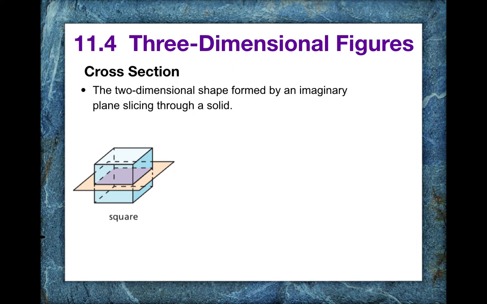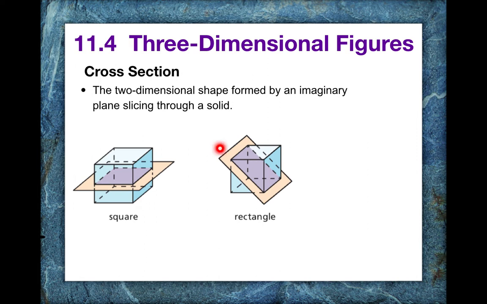Cross-section is one way that we can look at a figure, and it's a way of creating a two-dimensional version of the figure by slicing an imaginary plane through it. So if I take this cube here, this blue cube, and slice this salmon-colored or orange-colored piece through it, it's just like cutting it with a knife, I create a square. So you're cutting through the figure.